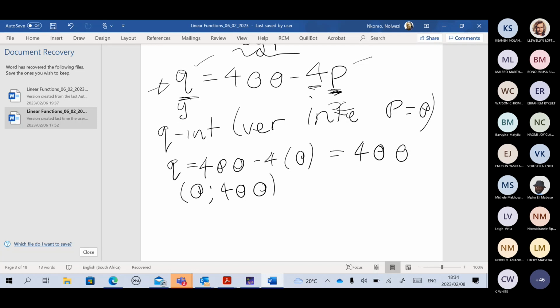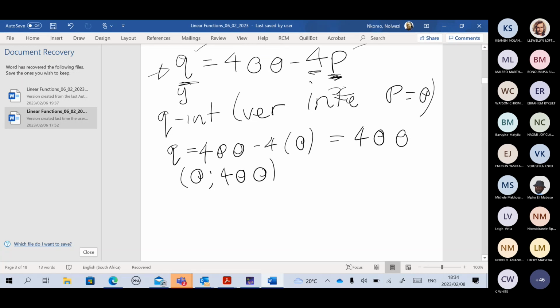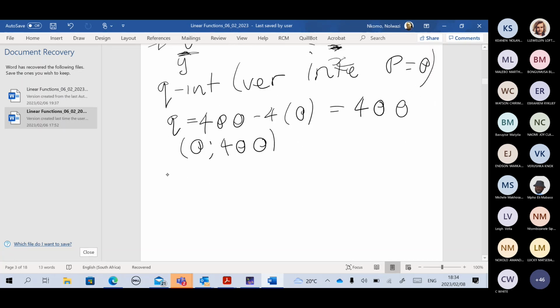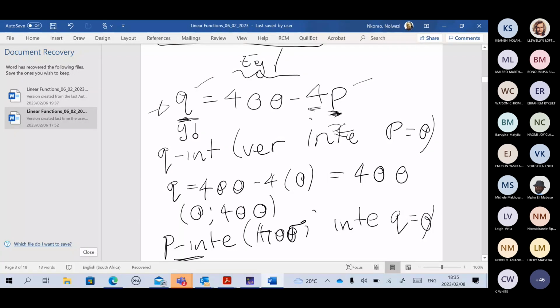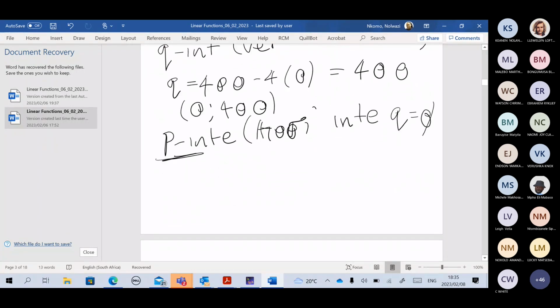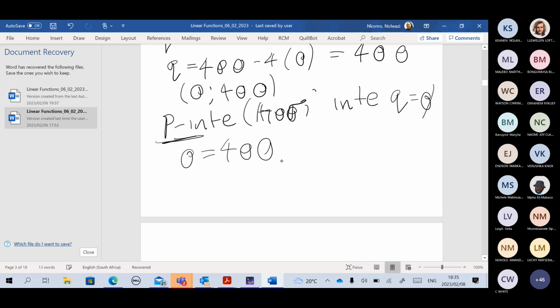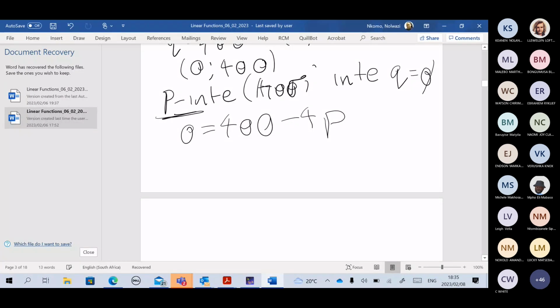And I said I always prefer this way of finding two points and then combining them, right? Okay, to find another point, we'll let our Q to be zero, right? And then we'll say this is a P intercept, which is a horizontal intercept, or on the horizontal axis, okay? To get this point, we let our Q to be zero, right? Going back to this equation that we were given, if we let Q to be zero, we'll have zero is equal to 400 minus 4P.